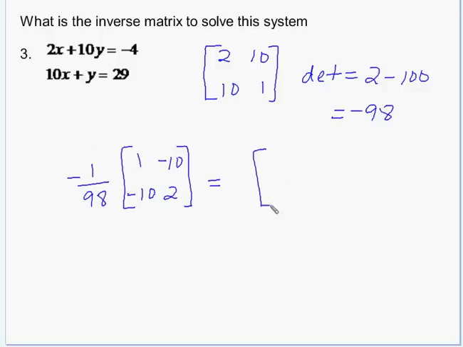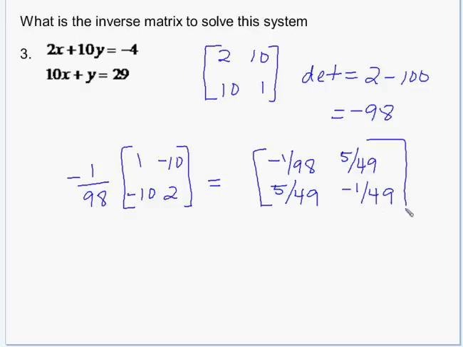So we're going to have our first element, -1 over 98. Our next one's going to be 5 over 49. And then we're going to have 5 over 49. And then our last one's going to be -1 over 49. So we have our inverse matrix that we use to represent this problem right here.